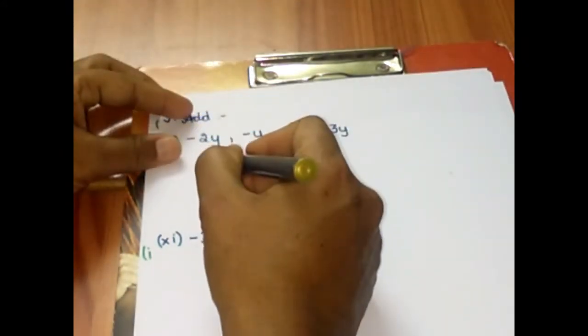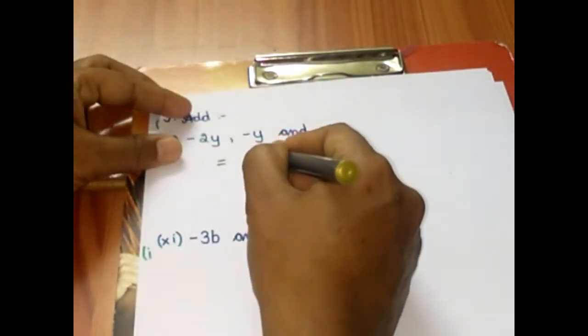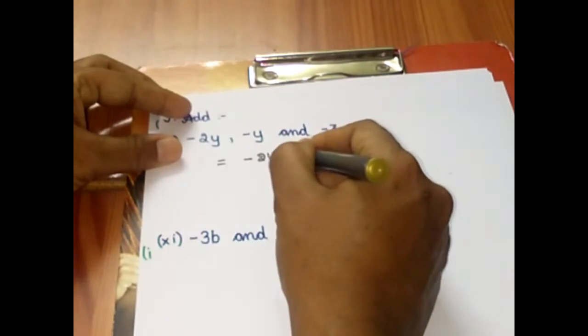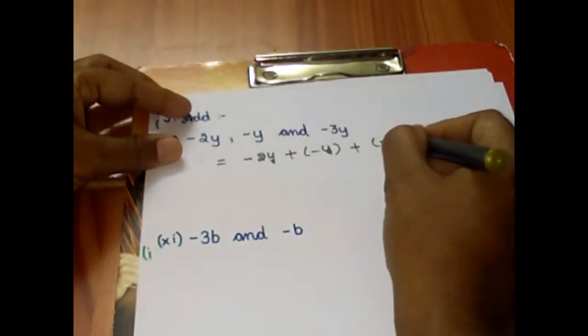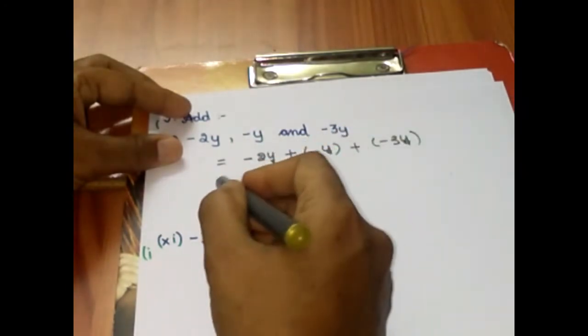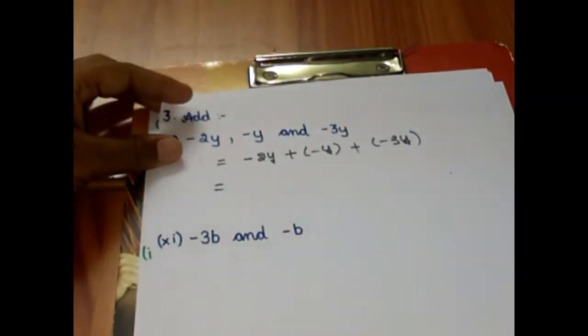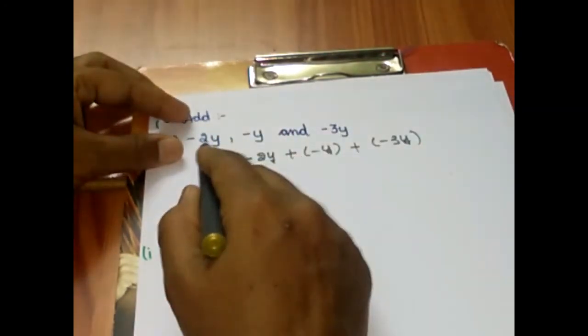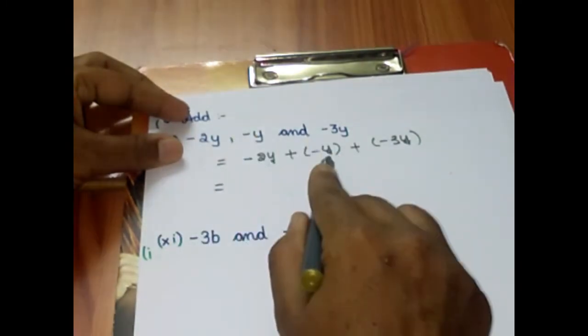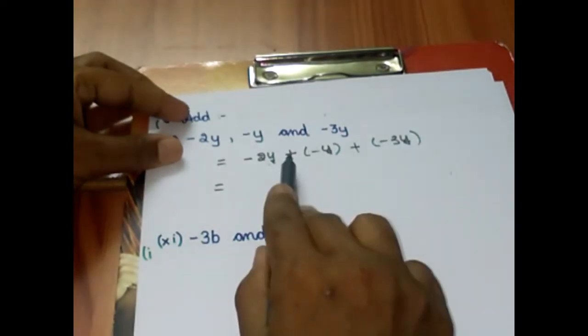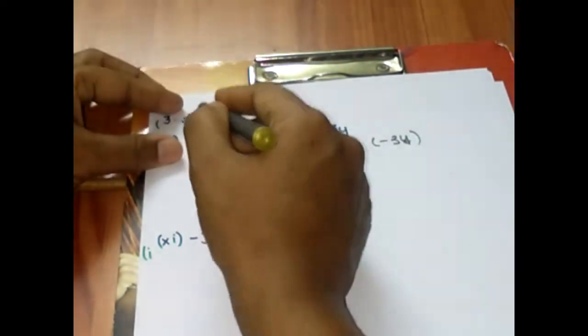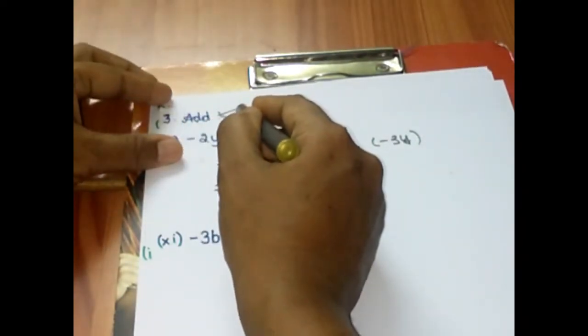The heading is add. So let me write the terms with the addition sign: minus 2y plus of minus y plus of minus 3y. Did you notice, children, how I wrote it? The terms are minus 2y, minus y, minus 3y. In between the terms, I wrote plus because it is indicated to add.